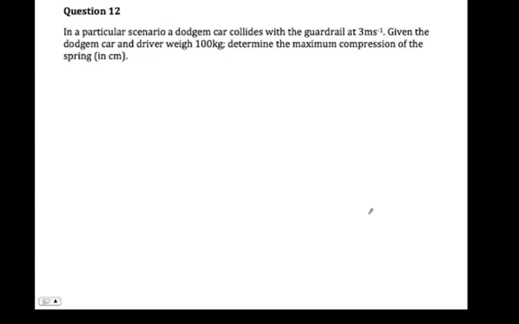per metre. In a particular scenario, a dodgem car collides with the guardrail at 3 metres per second. Given the dodgem car and the driver weigh 100 kilos, determine the maximum compression of the spring. Okay. Alright. Now, we also have found the spring constant for this spring. Alright, so using this information I can find out how much energy is going to be absorbed by the spring.